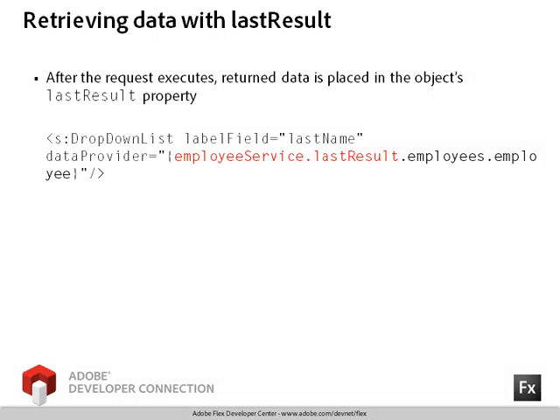The data that is returned in the HTTP service request is placed into the object's lastResult property. You can request that data by referencing the HTTP service object's instance name plus the lastResult property. In this case, that would be employeeService.lastResult. In day 1 of this training, you populated a drop-down list control with the employeeService.lastResult property.